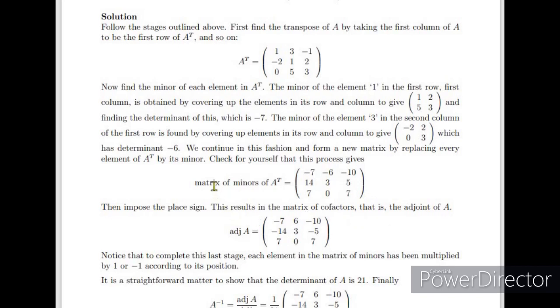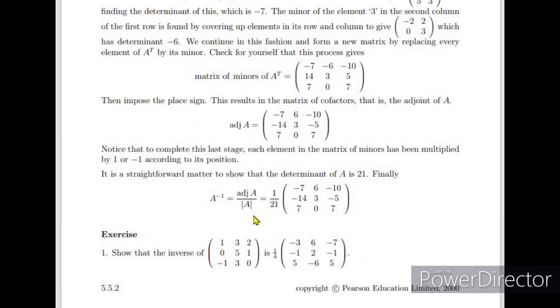After you get the matrix of minors of the transpose matrix, you will get the adj of A, meaning the adjoint of A. How do you get the adjoint of A? You impose the place sign. Right here: positive, negative, positive. Then for the second row, you multiply negative, positive, negative. And for the third row, positive, negative, positive, to get the adjoint.